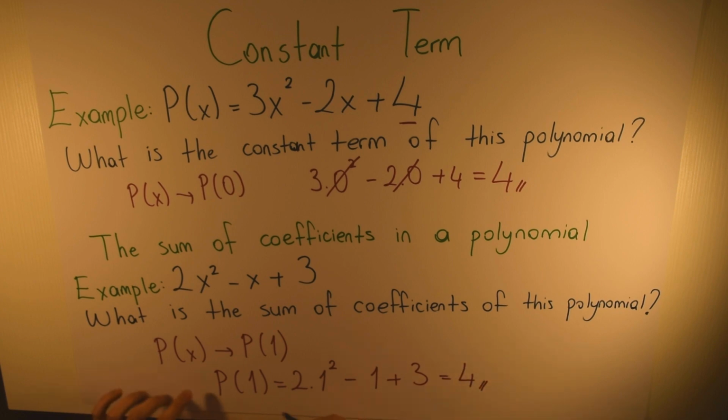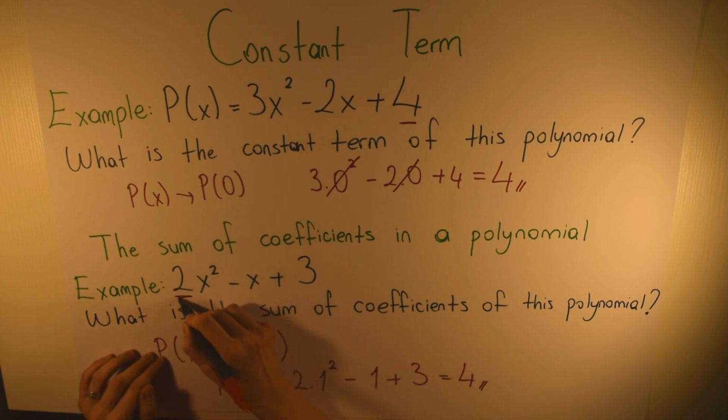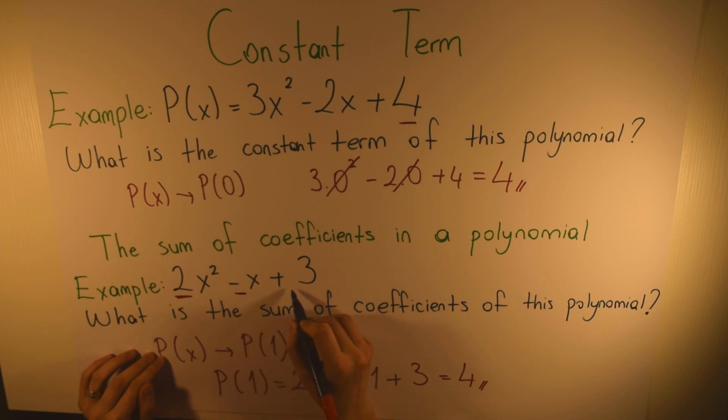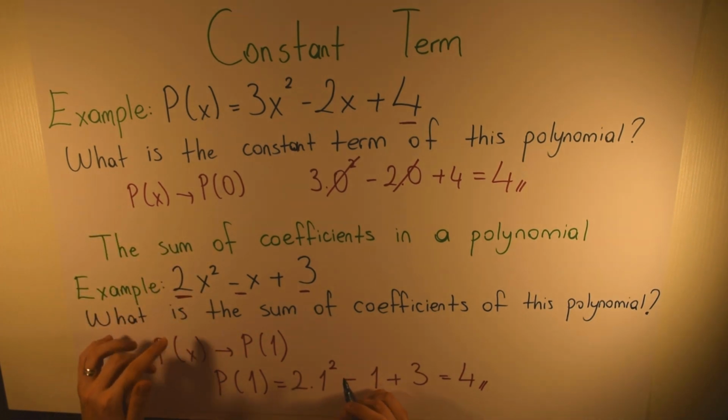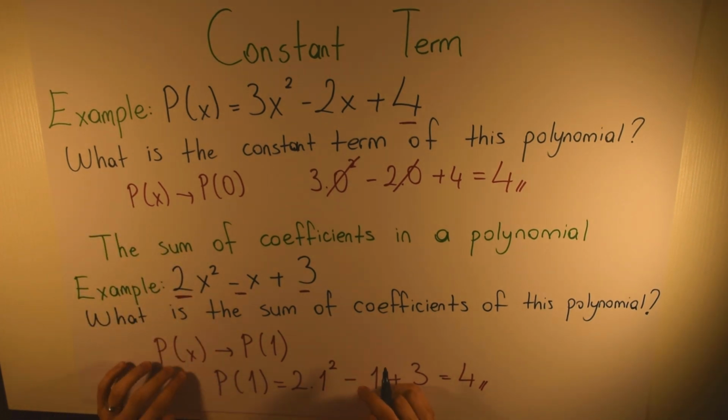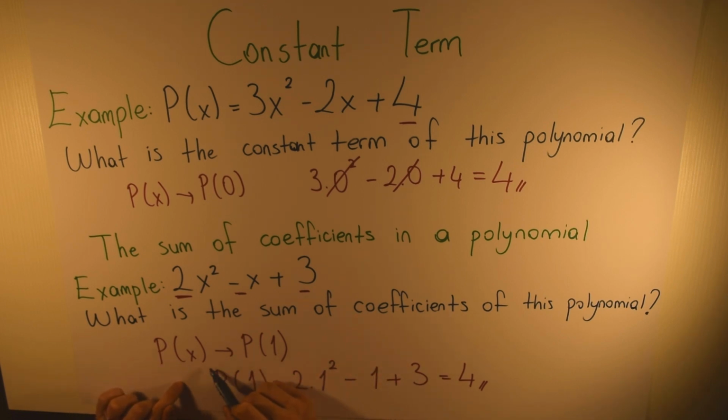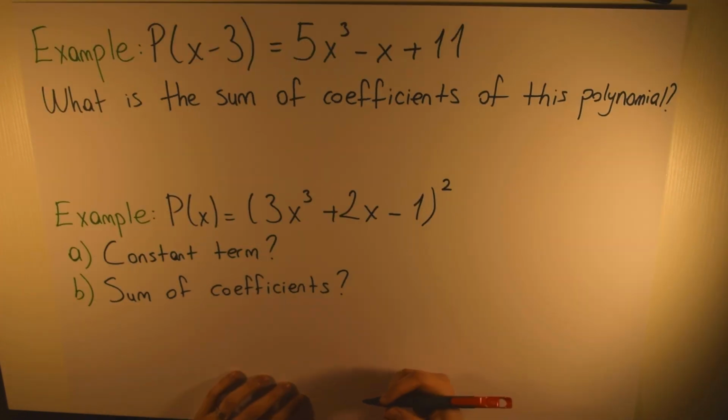Also, without using this trick, we can also find the sum of coefficients. We have 2 here, we have minus 1, 2 minus 1, we get 1, plus 3, we get 4. Same thing. But as I said before, sometimes we can see much more complicated questions. In those questions, we should use this trick. Let's continue with other examples.